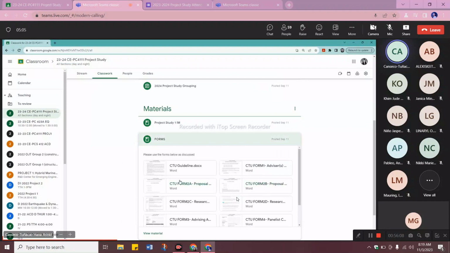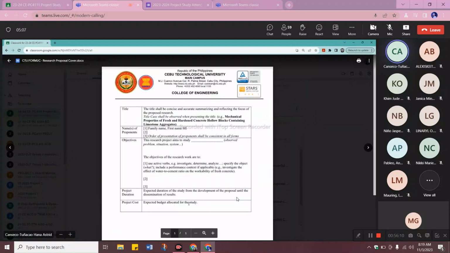So, let's proceed with Form 2C. Okay, ako ni iabot diri kay mao gyud ni akong nabantayan based on the consultation that was made before in cameras. Guys, heads up lang.